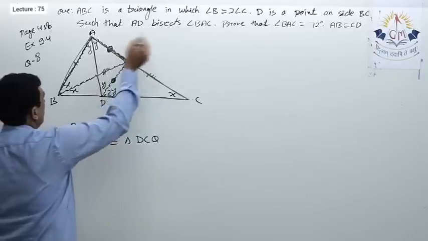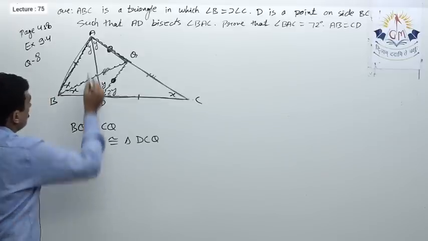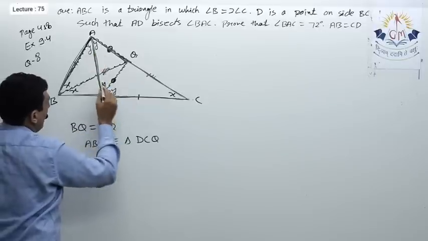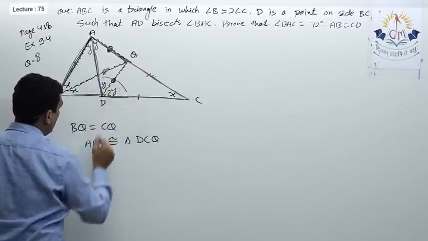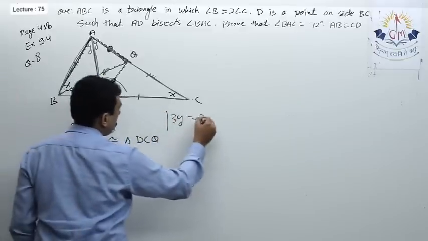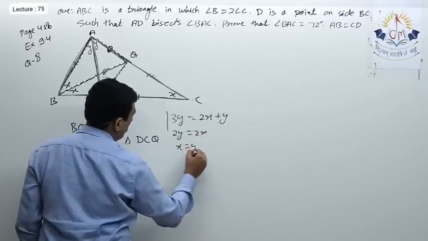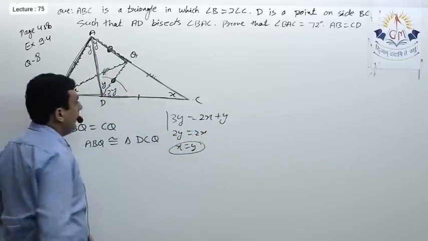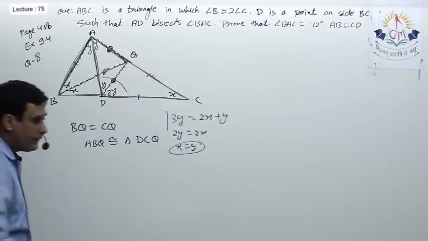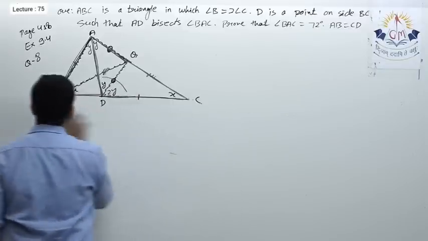Actually I have to find the relation between these angles. So now see, in triangle ABD, if I apply the exterior angle property, this angle 2y plus y, that is 3y, must be equal to 2x plus y. So I can say 2y is equal to 2x, that is x equal to y. Now I can apply the angle sum property in the triangle, and with x equal to y, I will get the measure of x. It is a little bit complicated, but let us see its solution stepwise.